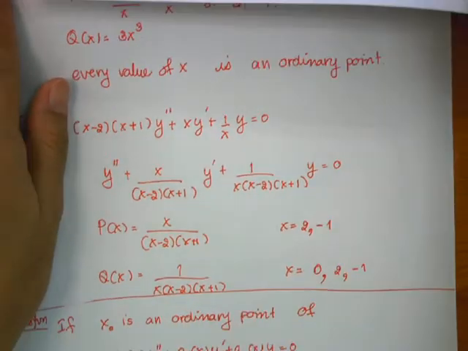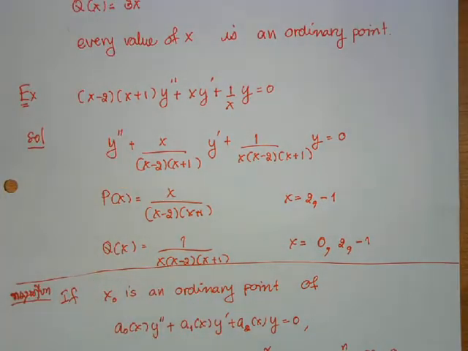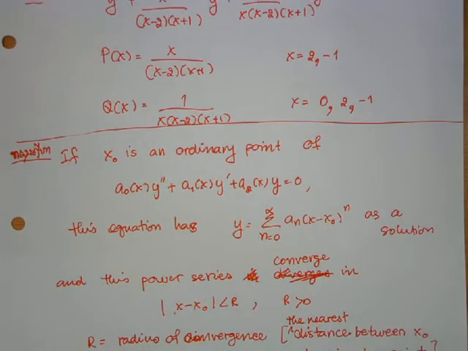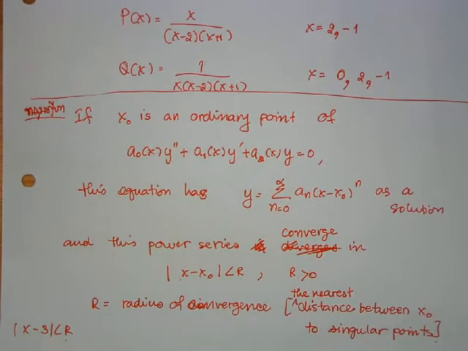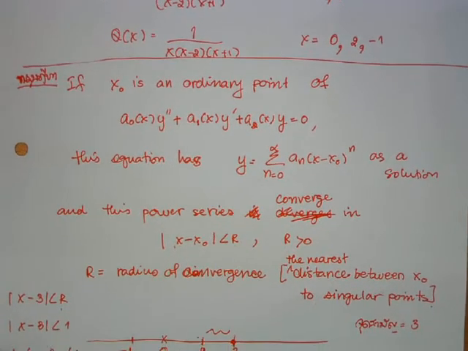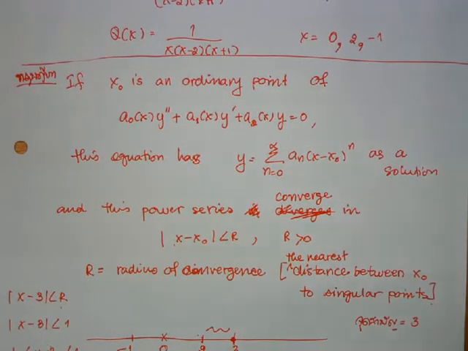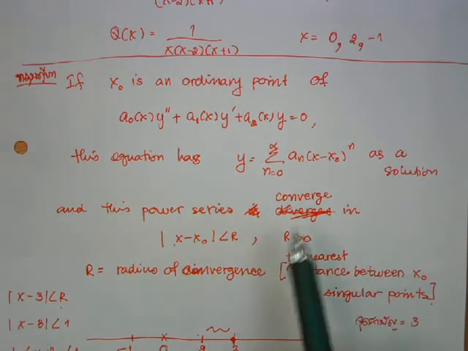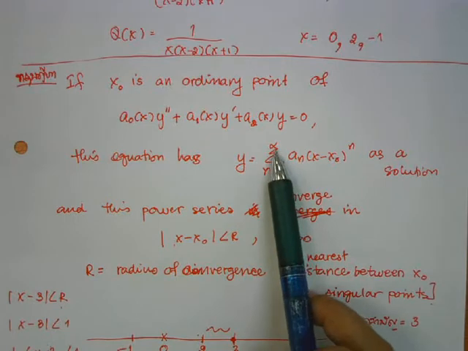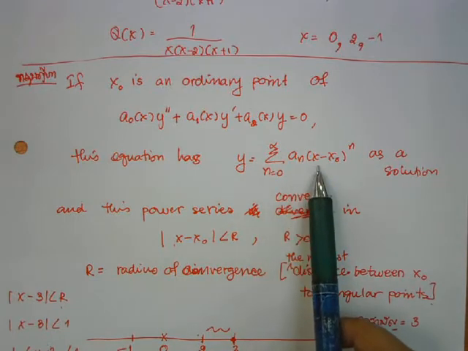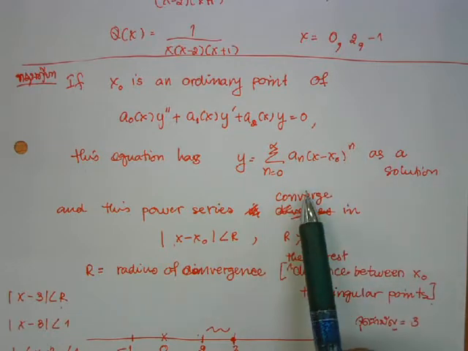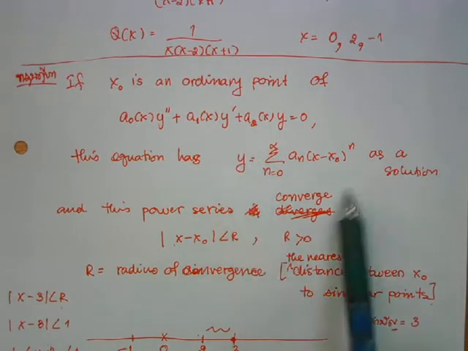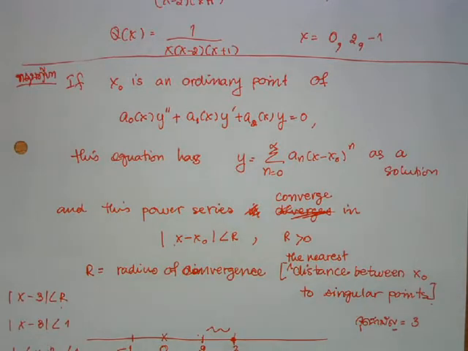Now you know the meanings of ordinary and singular point. Next is the theory we use when we find the solution. If x0 is an ordinary point of this differential equation, you can find the solution by assuming y is equal to the summation from n equals 0 to infinity of a_n times x minus x0 to the power n. After you get the power series, you want to check in what range your power series converges.